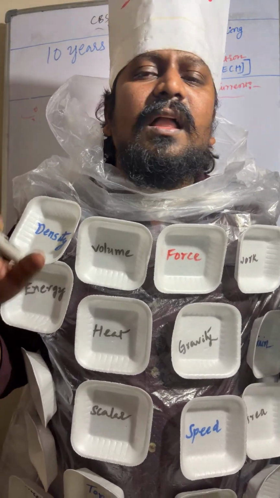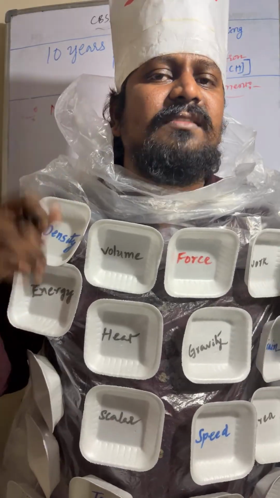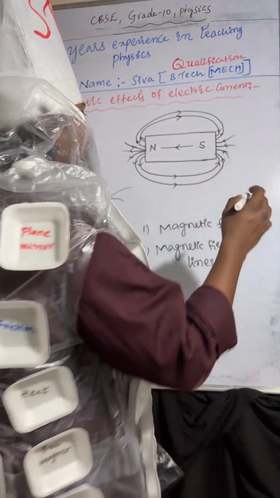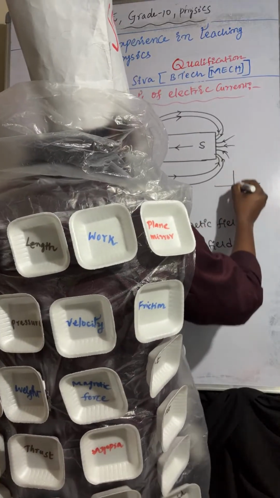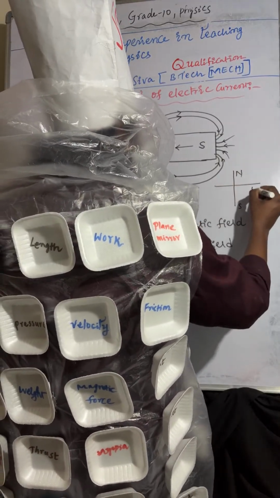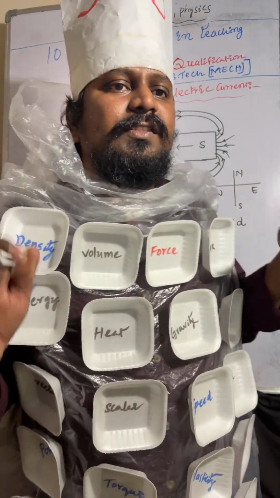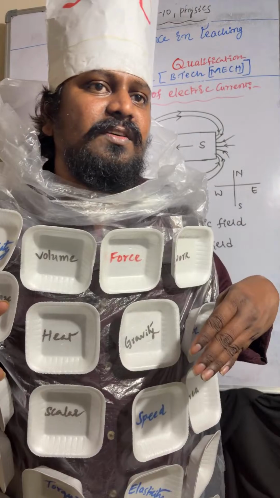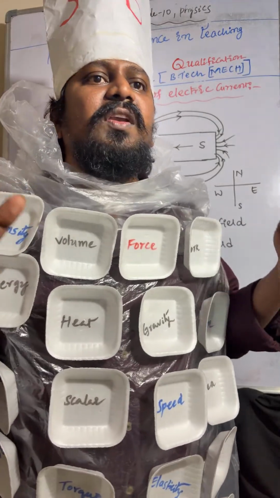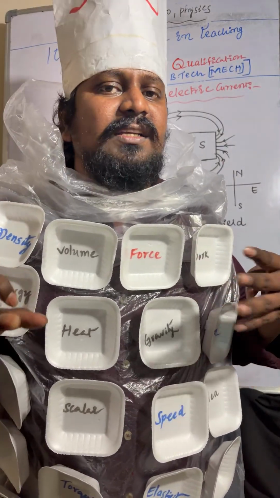So that always shows the north and south direction. You can see this is north, south, and east, west. It always shows the north and south direction. Understood or not?